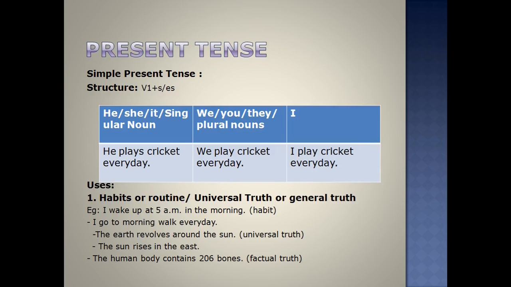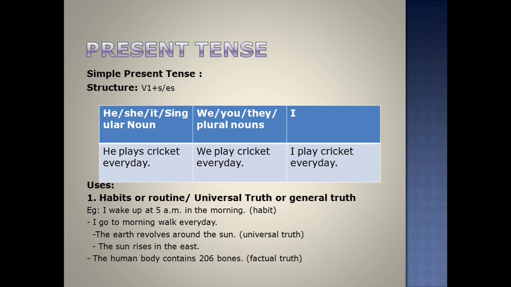First of all, we will learn present tense. The structure of present tense is first form plus s/es, the first form of the verb plus s or es. Now the confusion is where to use first form plus s/es or where to use first form only. For that, we need to remember that when there is any singular subject like he, she, it, or any singular noun, we will use their first form plus s/es.